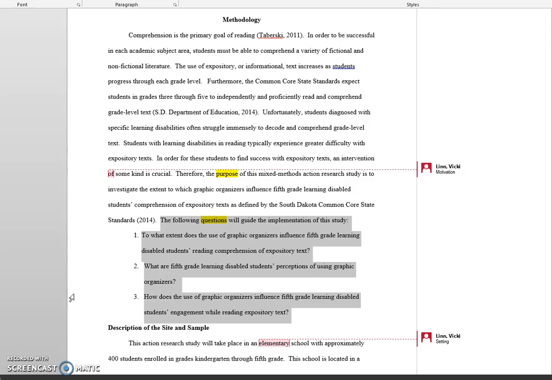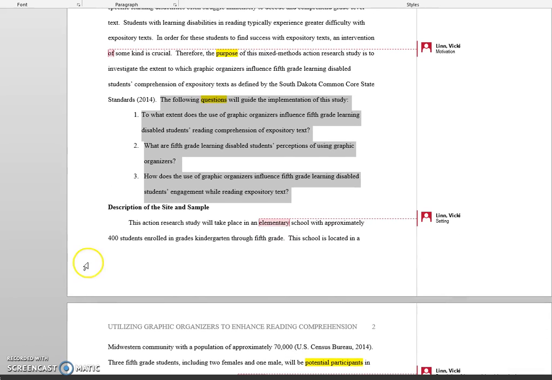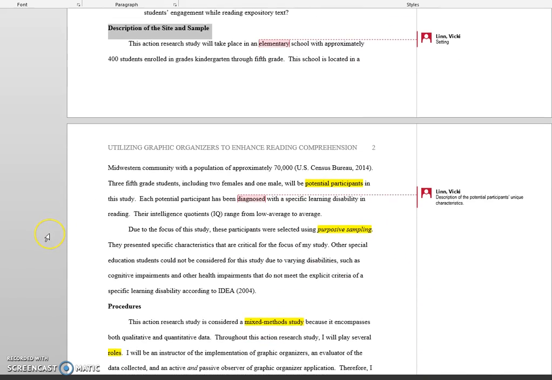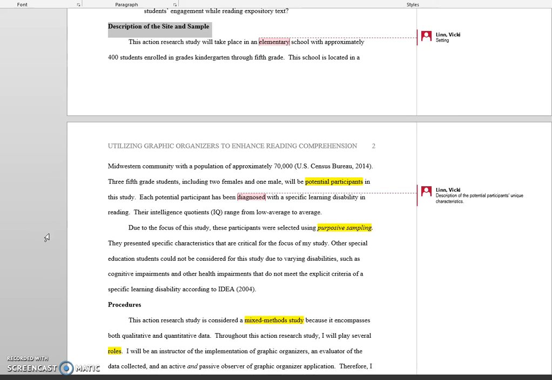Dr. Hopewell? The next section that we come to is the description of site and sample. And this again sets the stage for your readers to understand where this study will take place. Now, as part of maintaining confidentiality, we don't want to name cities and schools.